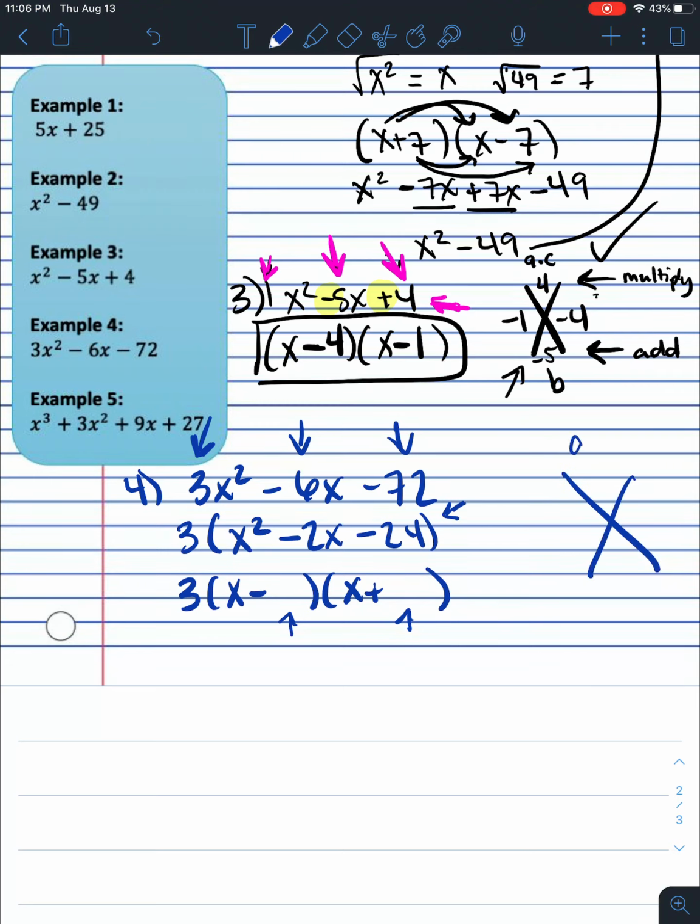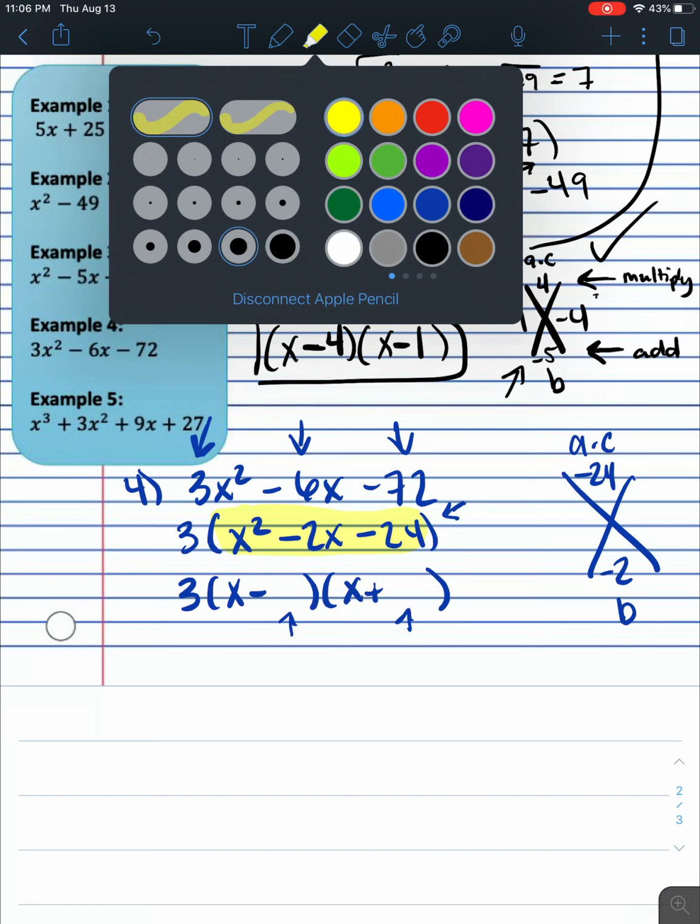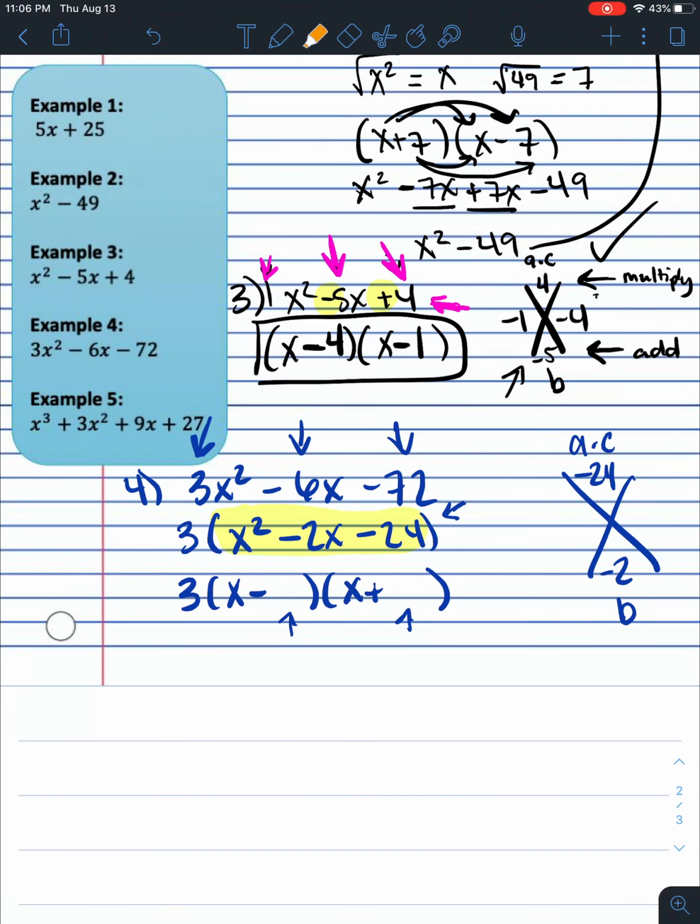So I can use my x again, right? A times c is negative 24. B is negative 2. So what 2 numbers? Because I'm now looking at this right here. What 2 numbers multiply to give me this number and add up to give me this number?